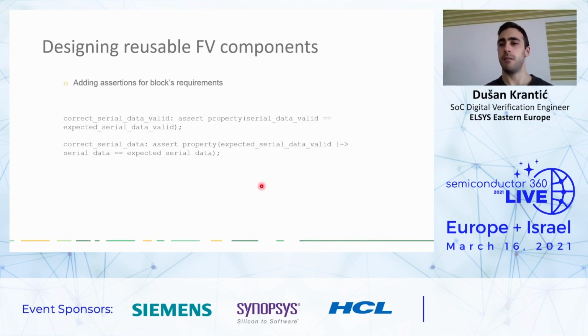The next step would be to create the properties and assertions for the actual requirements. We will not go into the details there, just give a couple of examples. This block has two outputs. One is the data valid indicator, which is supposed to be active whenever a serialization is ongoing. Let's say that this checker here, correct serial data valid, is in charge of checking that requirement. It also has the serial data output, which outputs a stream of serialized bits. Again, without going into the details of the actual checker implementation, let's just say that this property is in charge of checking the correct behavior of that output.